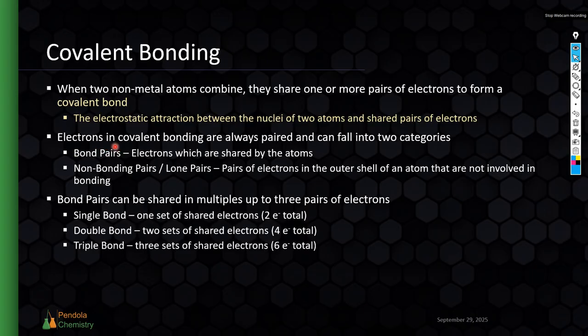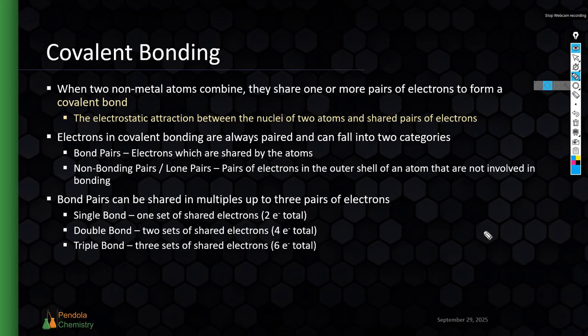So those electrons can be in bond pairs, meaning that they're electrons which are shared between atoms. These are the electrons that we just discussed. So those valence electrons can be part of bond pairs, which are, again, in between atoms, or they can be part of non-bonding pairs, or what we call sometimes lone pairs. And these are pairs of electrons in the outer shell, in the valence shell of an atom, that are not involved with the bonding.